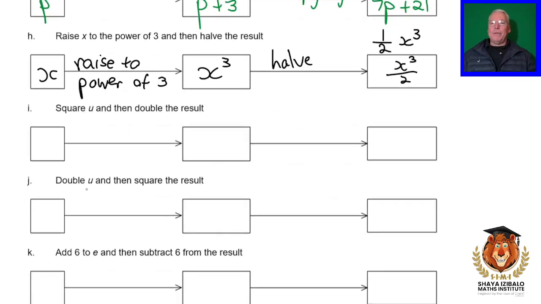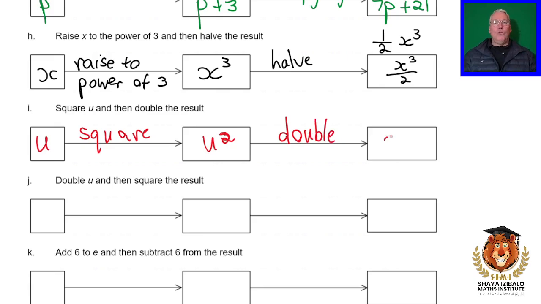All right, square u and double the result. So we're going to start off with u. We're going to square it. We're going to get u squared. Then we're going to double the result. Double. Okay, and that will be 2 times u squared.